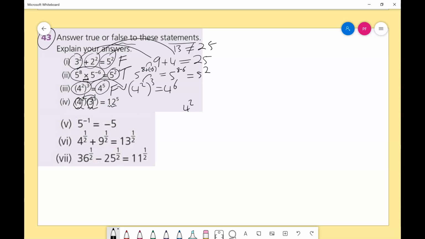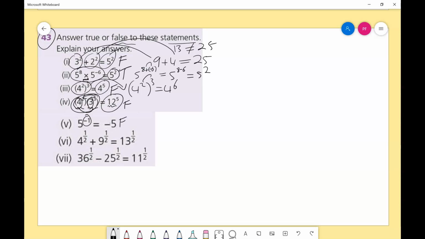So if it was 4 squared times 4 to the power of 3, then yes, we could add our powers. But it doesn't work by just multiplying. However, if we evaluate it, and you can check that in your calculator, perhaps they're equal to the same number. I don't think they are, but I'm just going to say false for the crack. But you can evaluate in your calculator, they might be the same, in which case it's true, but the adding rule doesn't work there.